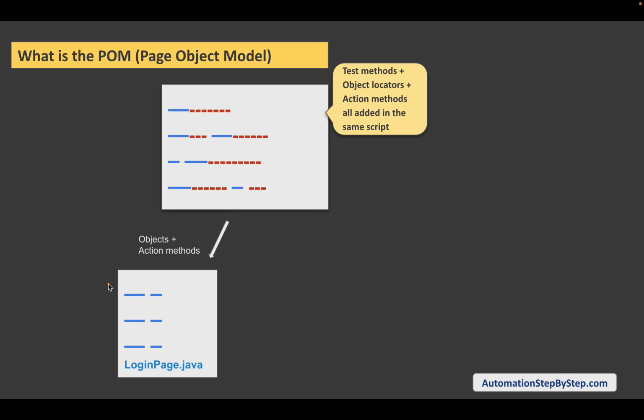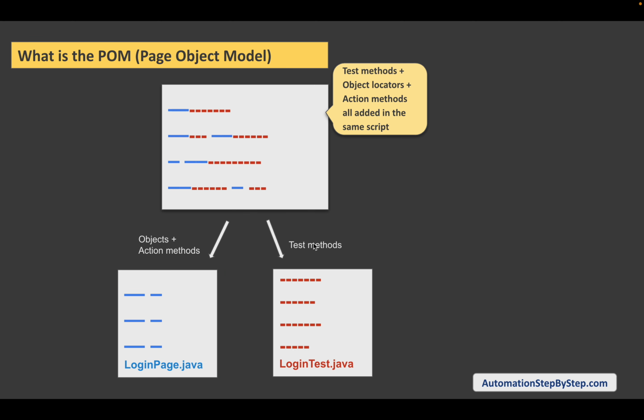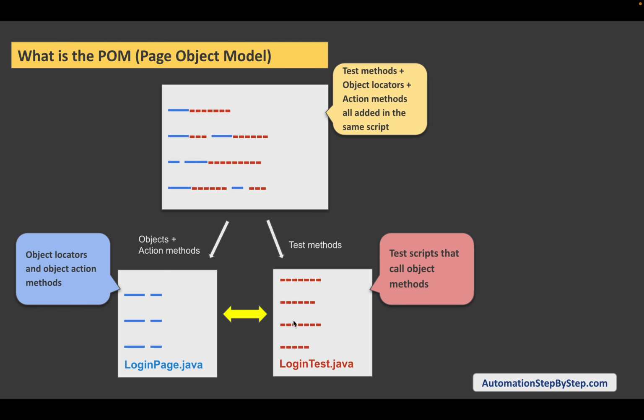So we separate out all these object locators and action methods in a separate class, and we call it loginpage.java. Okay, similarly the test methods or the test scripts will be stored separately in the test class. Here we are calling it logintest.java, and these will talk to each other. So in the login test we will either create an object or call this class, and then we can use the objects from here. Similarly, in any test case wherever we need any object from loginpage.java, we will call it from this particular class. Now what happens in this case is the code becomes very clean.